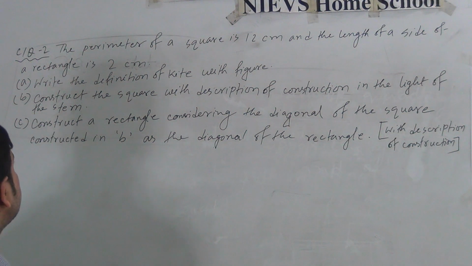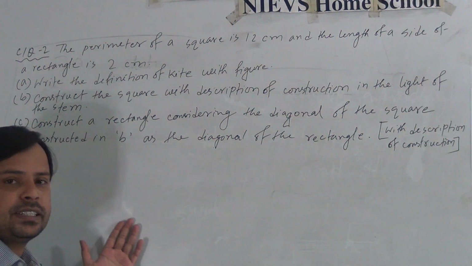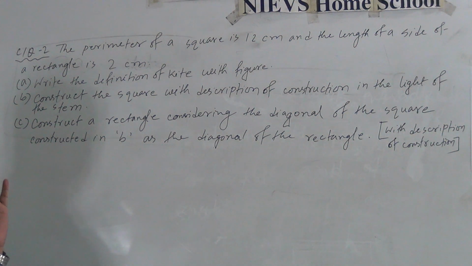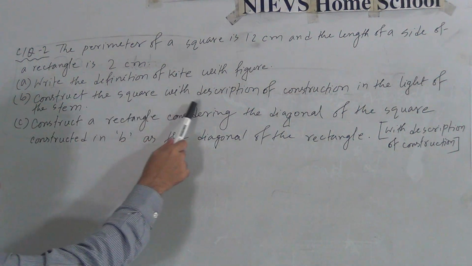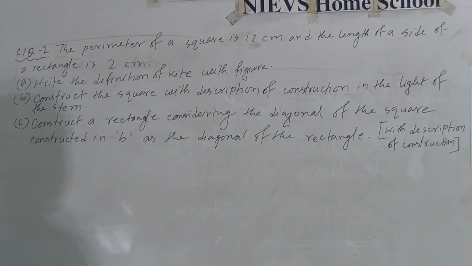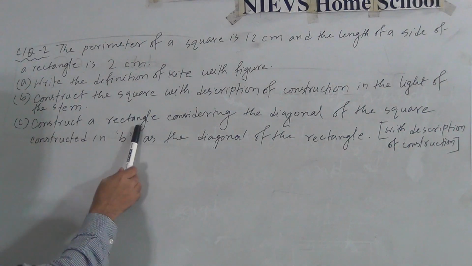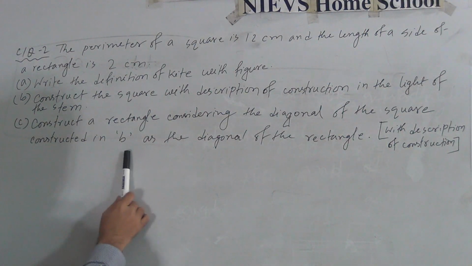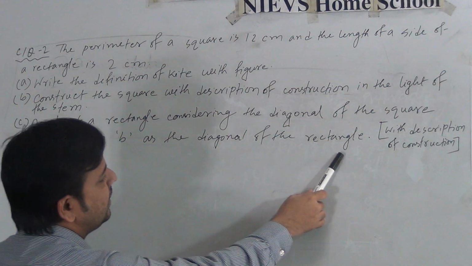It means that for part A you have to write the definition of kite and you have to draw the figure. Question B. Construct the square with description of construction in the light of the stem. It means that according to the given stem you have to construct a square. Now question C. Construct a rectangle considering the diagonal of the square constructed in B as the diagonal of the rectangle.